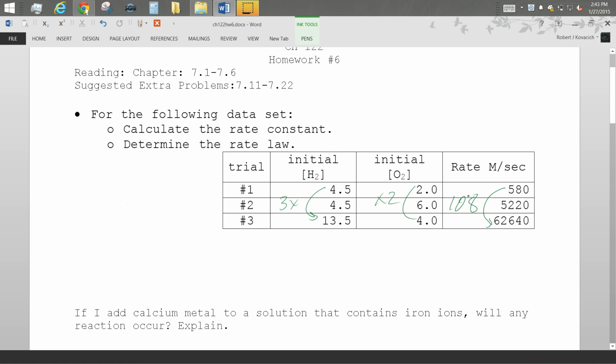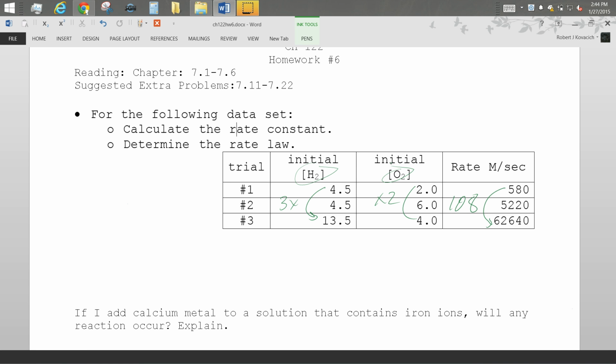So that 108 change, was that only because the hydrogen concentration went up? Only because the oxygen concentration went up? No, the concentration of both went up. So this 108, part of it is because oxygen went up, and part of it is because the hydrogen went up. So we need to pull the oxygen part out, and we can because we already know it's second order with respect to the oxygen.